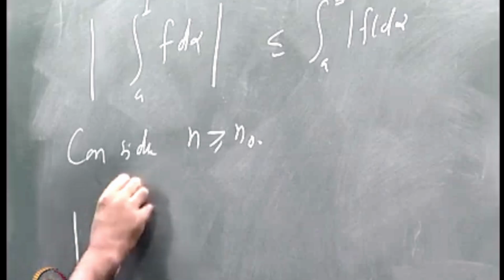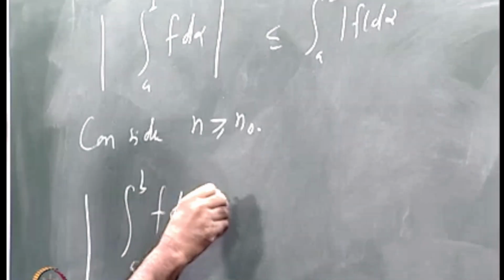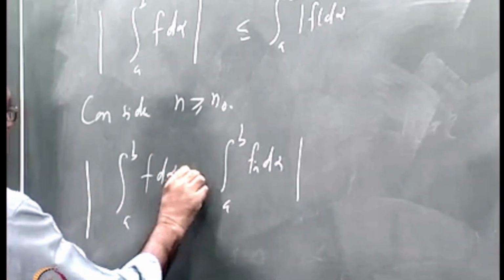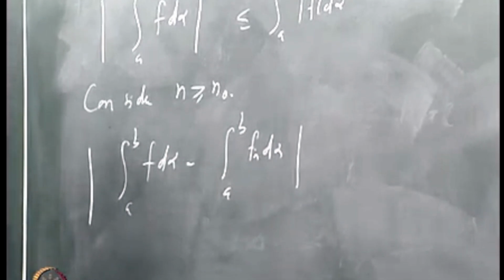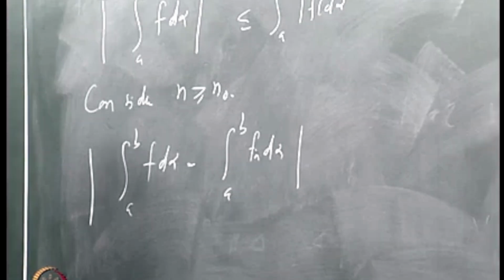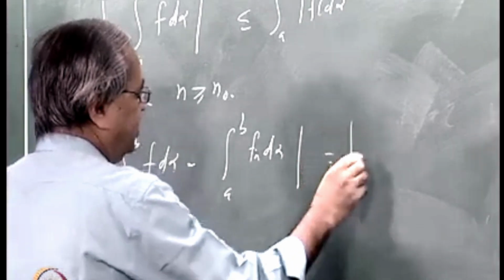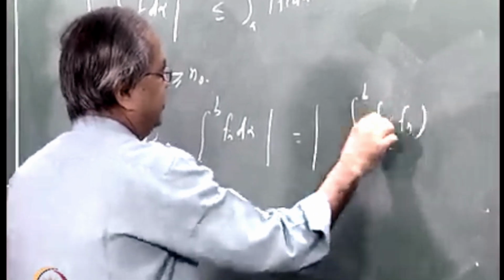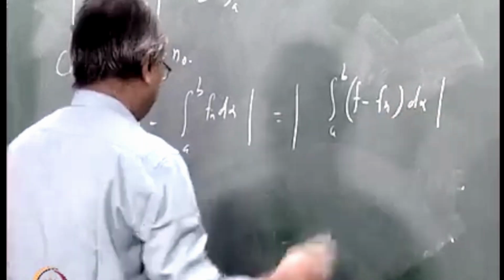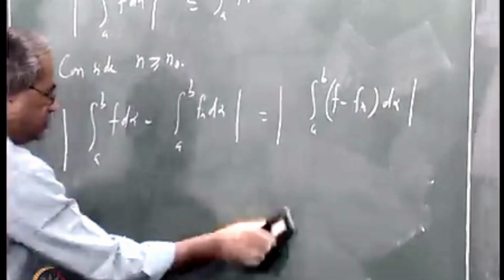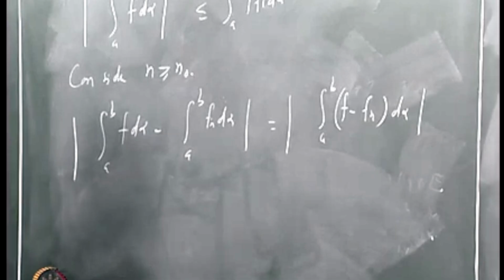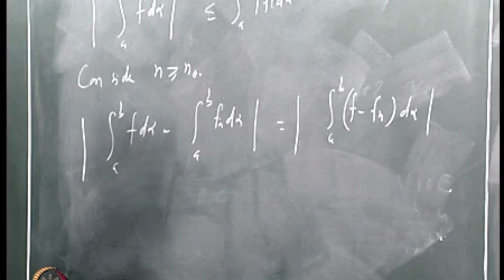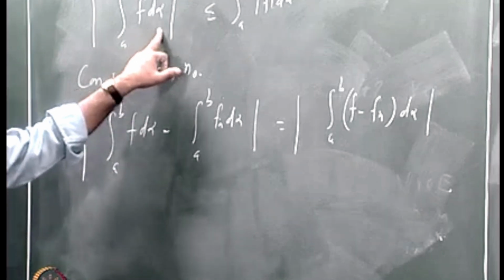Integral a to b f d alpha minus integral a to b f n d alpha, okay. I can write this as integral from a to b of f minus f n d alpha, right, that is from the properties of the integrals, okay. Now I use this, okay.